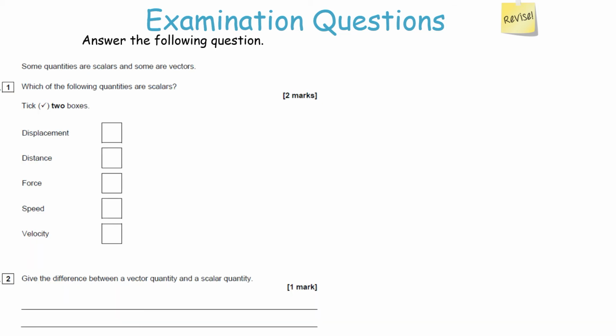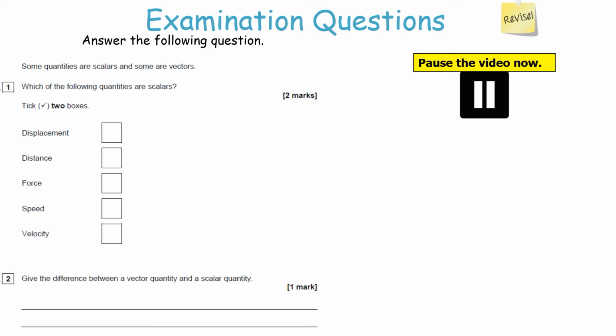Some quantities are scalars and some are vectors. Which of the following quantities are scalars? Then give the difference between a vector quantity and a scalar quantity. So pause the video now, then unpause the video when you want to go through your answers.